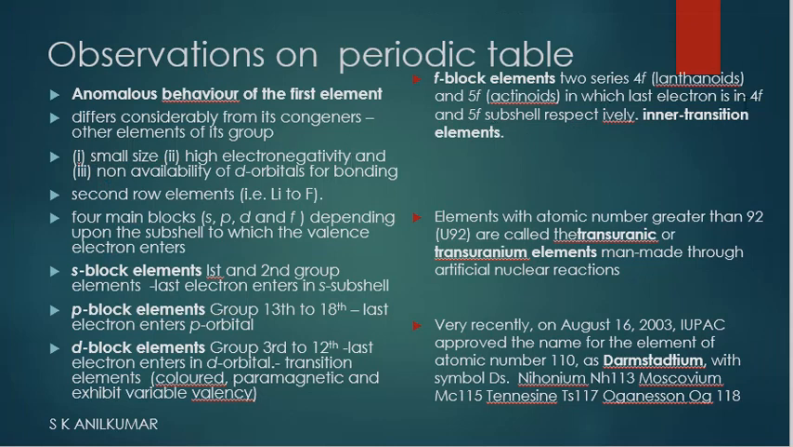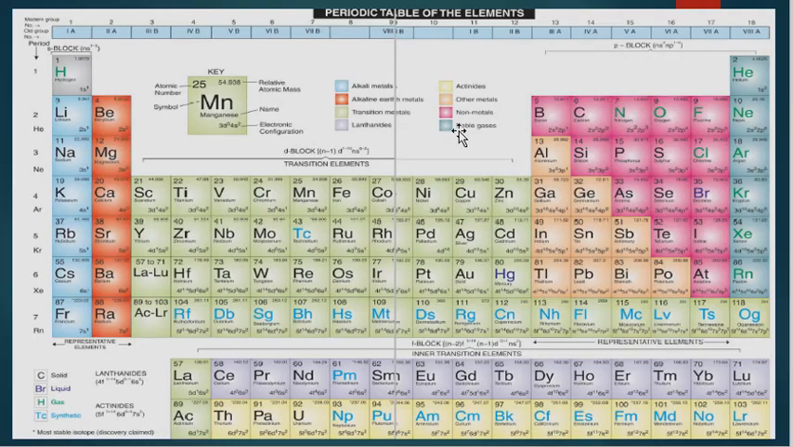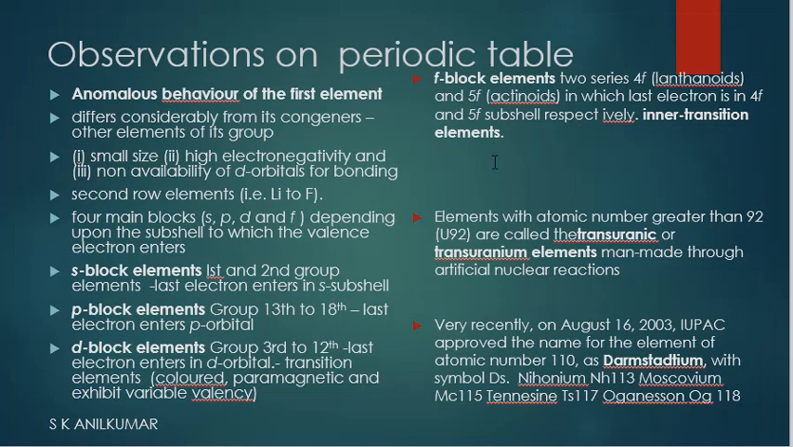The last electron is in the 4f and 5f subshell, in the F subshell. S, P, D and F are subshells; K, L, M, N, O, P are the shells. Elements with atomic number greater than 92 are called transuranic or transuranium elements, made man-made through artificial nuclear reactions.